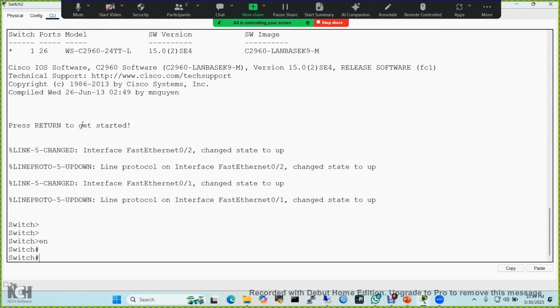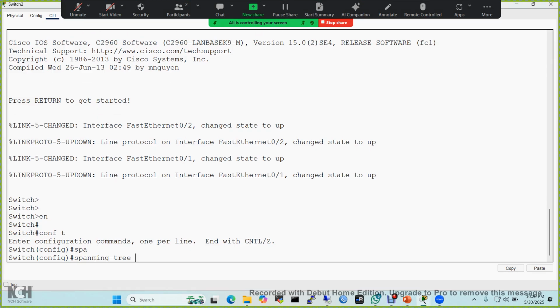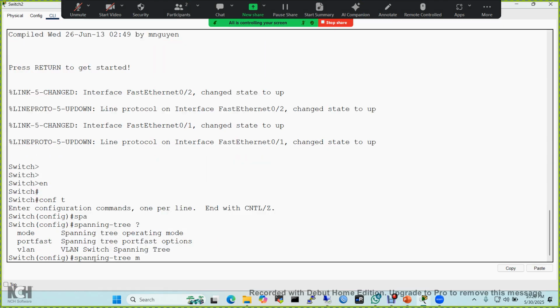Then let's see. I think I can do spanning tree. Span 3. Mode. Oh, sorry. VLAN 1.